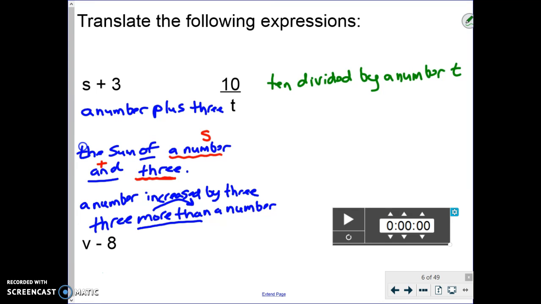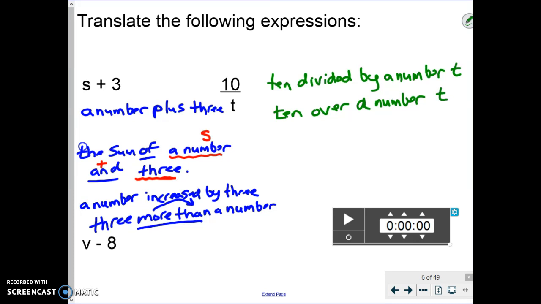A different way of saying that is I could say 10 over a number. I want to make sure I write "a number" here. 10 over a number. And I'm going to put the t there again because we're being specific.